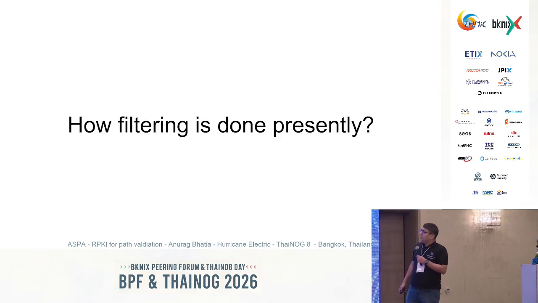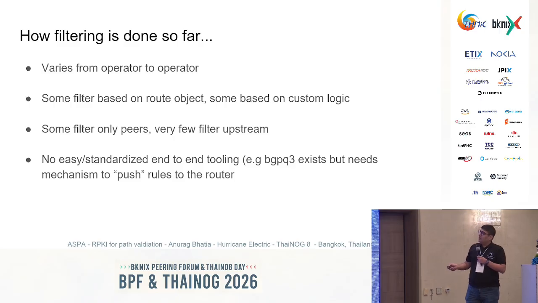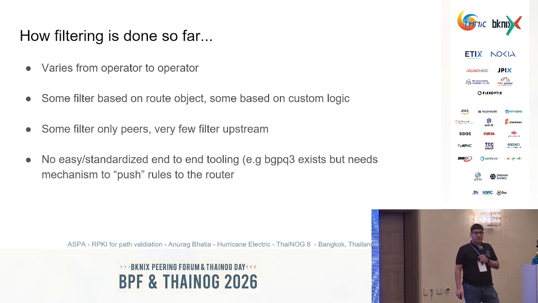So how is filtering done presently? It's important to understand the current situation before going with ASPA. It varies from operator to operator. Some operators filter based on route objects, some based on custom logic. Overall, route object based filtering is much lower than you may think. Some operators look at the route objects, generate static filters, and just put them in the config. They don't actively probe these route objects on a regular basis. Some of them filter only peers, some of them filter only upstream. So again, quite a custom setup.